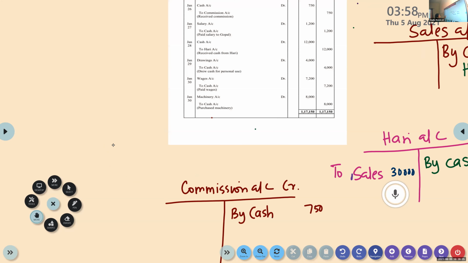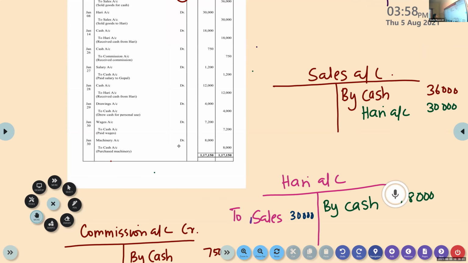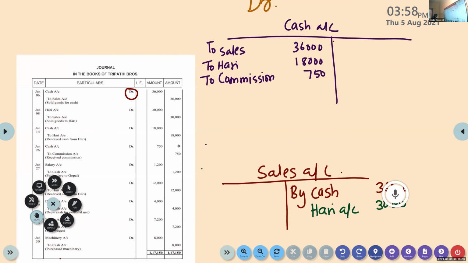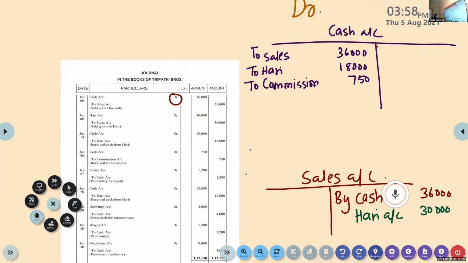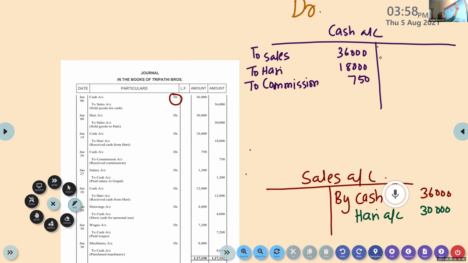Where is cash account? Okay, cash account. What is the entry? Salary account debit to cash. So cash is on the credit side. So cash account should be credited by salary. How much by salary? 1,200.